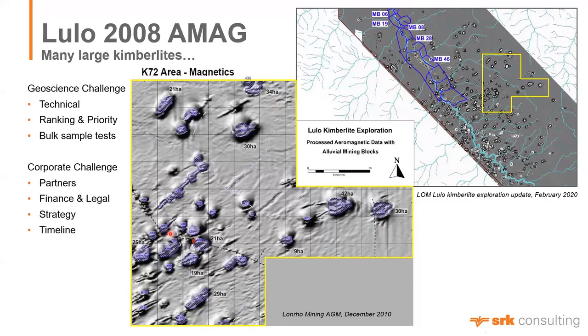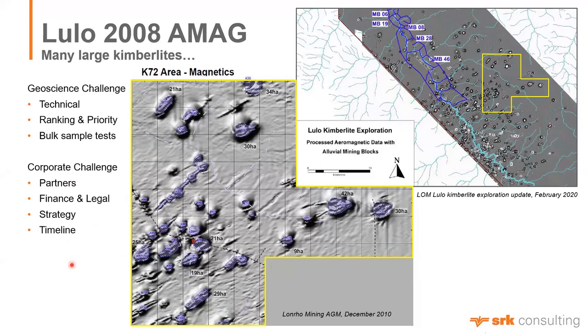However, we know that there's 200 meters of landscape erosion over here. I just have to make these points on the sides to test and prioritize and bring to book these large kimberlites. It's a huge geoscience challenge, but it's also an incredible corporate challenge. There are partners, finance and legal, strategy and timeline that you have to all get right to be able to bring these resources to book.